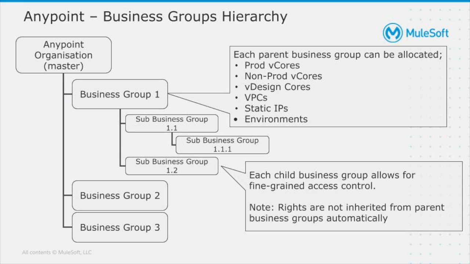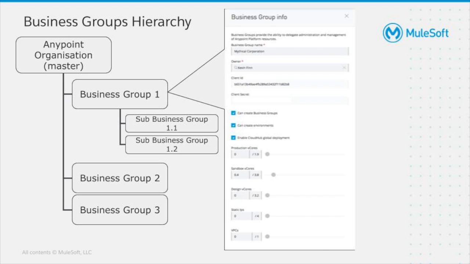Also, once these resources are assigned to a business group, those are only available to the business group that they are assigned to and are unavailable to the parent organization even if they are unused. When you create a child business group for a parent business group, only redistributable entitlements such as vCores, VPCs, and load balancers that were assigned to the parent business group can be allocated to the child business group.